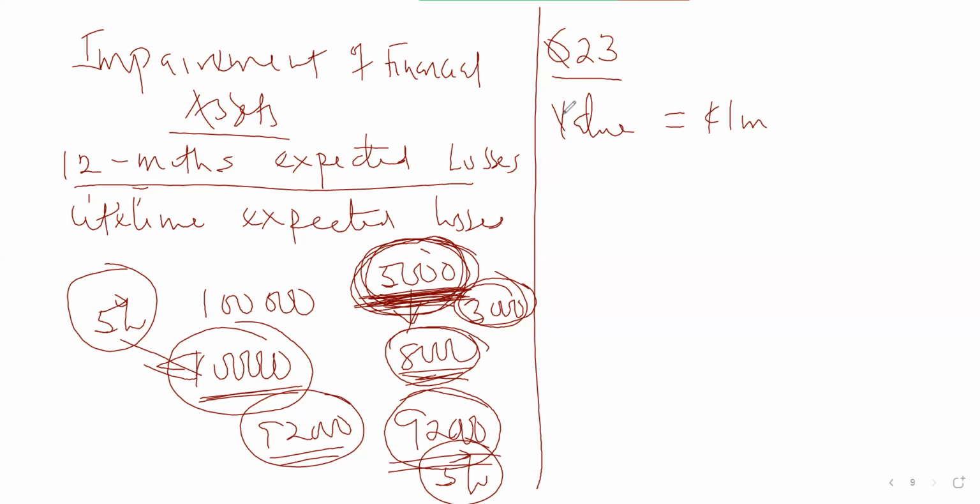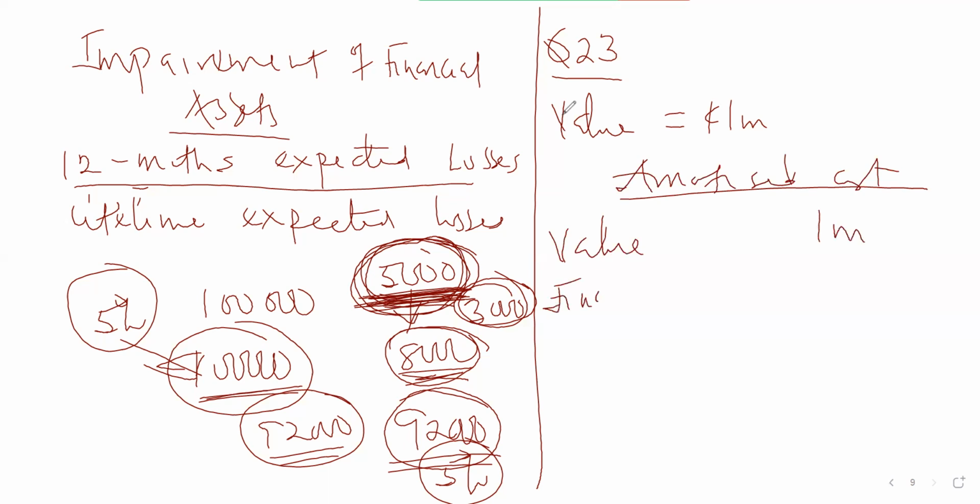But the question is, at the end of December 20X1, what would be the value of the bond if it is carried at amortized cost? If the bond is carried at amortized cost, and the effective interest rate is the same as the nominal rate, the value will still be the same. So the value will be 1 million. Our finance income will be 0.1 million, and our coupon will still be 0.1 million. So at the end of the year, it will still be 1 million.